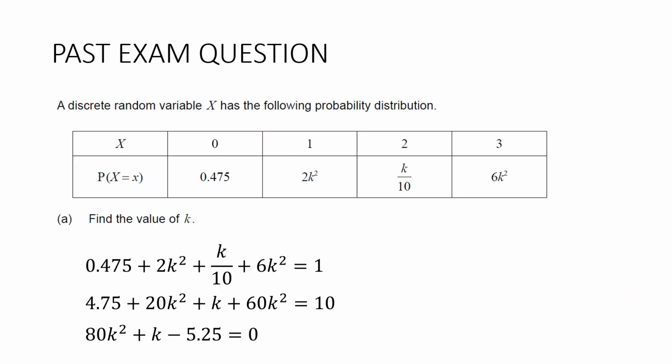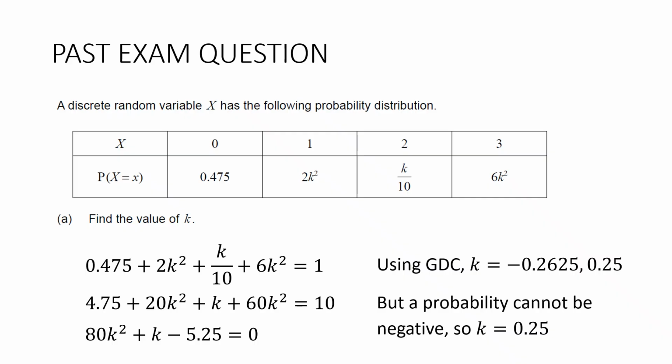you can either solve that using the quadratic formula or you can stick it into your calculator. But either way, we get two values. k is equal to negative 0.2625 and 0.25. But we know that all of these probabilities, including this one, have to be positive. So k can't be negative. So our answer is k is equal to 0.25.